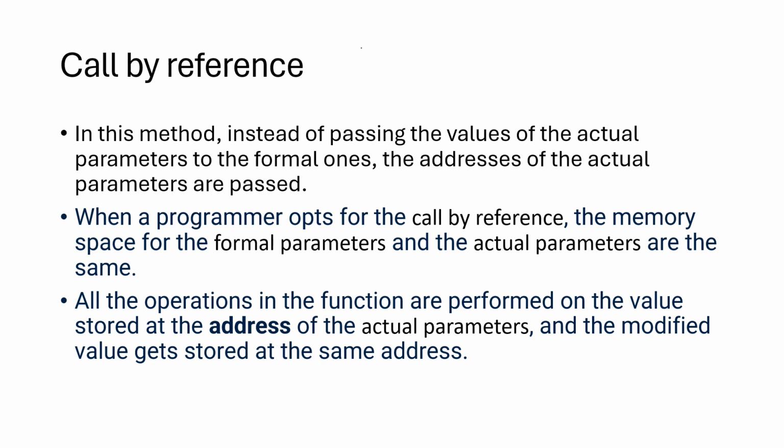Next, in call by reference, the memory space for formal parameters and actual parameters is the same. So for both of these, there will be the same memory location. All the operations in the function are performed on the values stored at the address of the actual parameters, and modified values get stored in the same address.